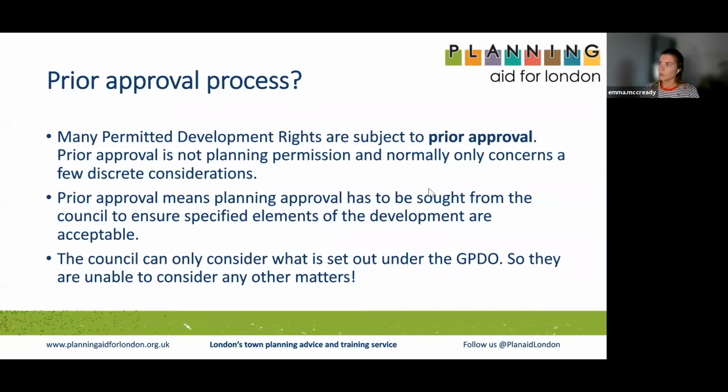I just want to make it very clear that with prior approval, there is a set criteria within the GPDO that the council can look at. It's not like a full planning application, because with a full planning application, they get to assess the planning balance and weigh up all the pros and cons of the development and come to a decision. That's not able to happen with a prior approval application. It is a case of, here's a list of, say, four things you have to consider, and the council can only consider those things when making the decision.